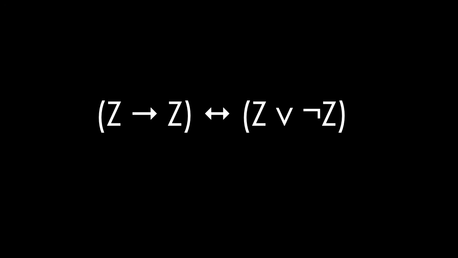This video introduces truth tables for SL. Consider this sentence: (Z → Z) ↔ (Z ∨ ¬Z). Is it true or false? Well, it depends on whether Z is true or false.